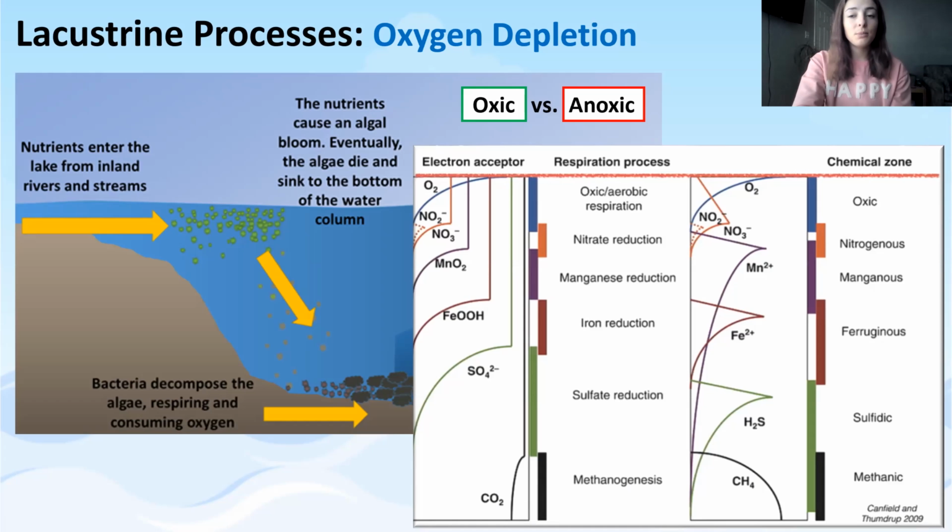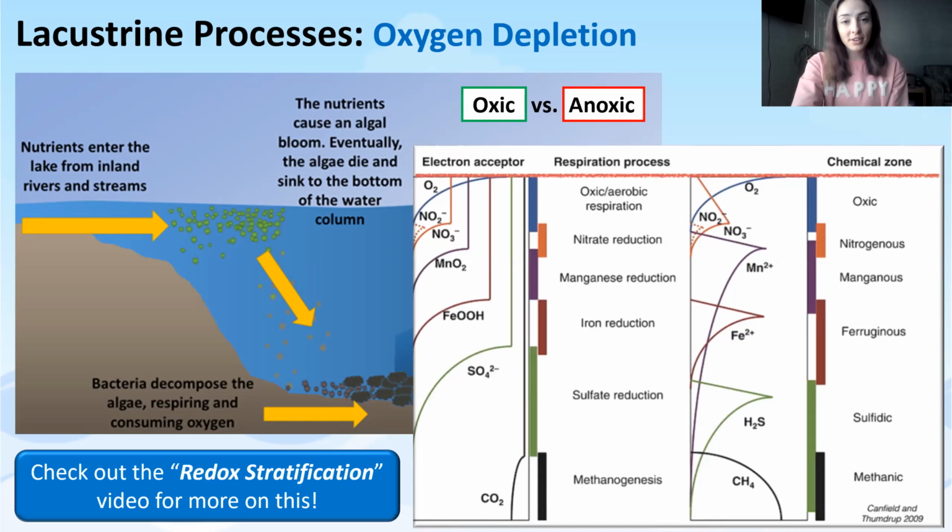And I talk about this in more detail in my redox stratification video. So if you want to learn more about that, you can go there. But basically, this can occur in stratified lakes that are meromictic and don't undergo mixing that often.